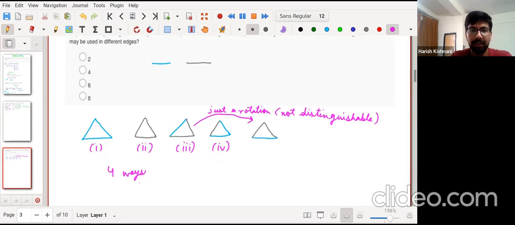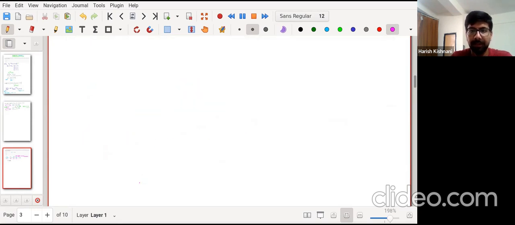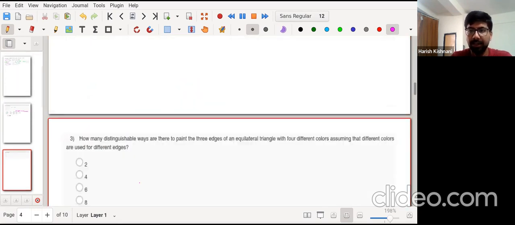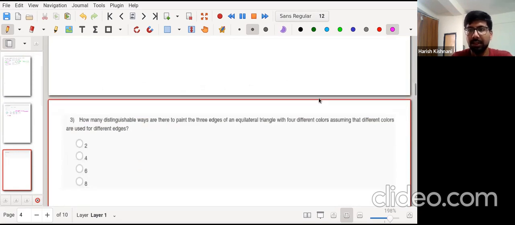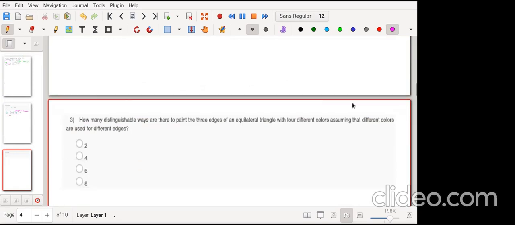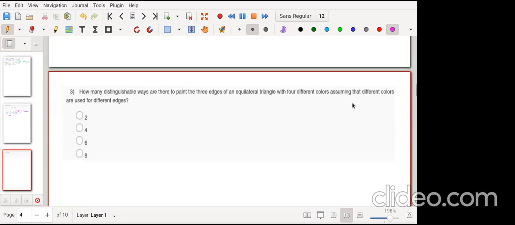The next question is also of a similar nature with a slightly different condition. And after doing this question manually, I will let you know how to write these things in terms of group action.